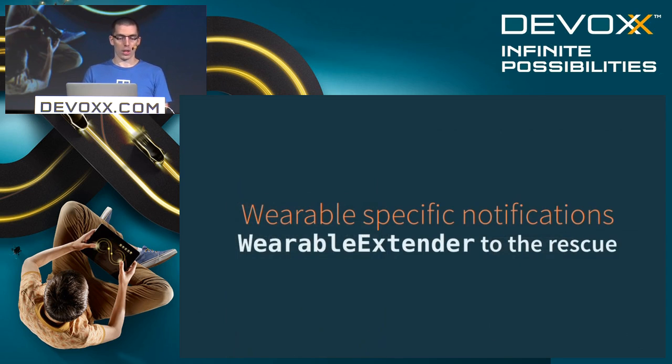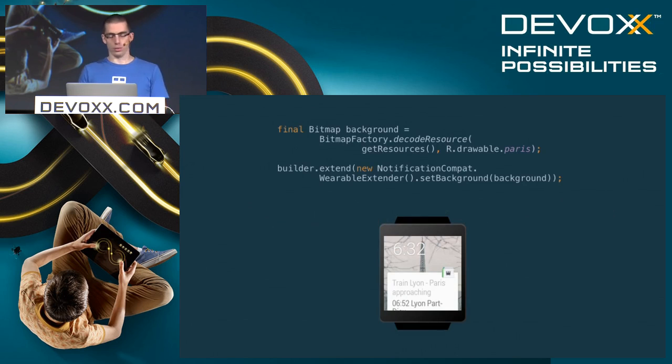And this is possible thanks to some classes that are available as part of the Android support library. The main class that you have to use is the WearableExtender, which comes to the rescue because it lets you define some wearable specific features for wearable notifications. So let's get back to the code.